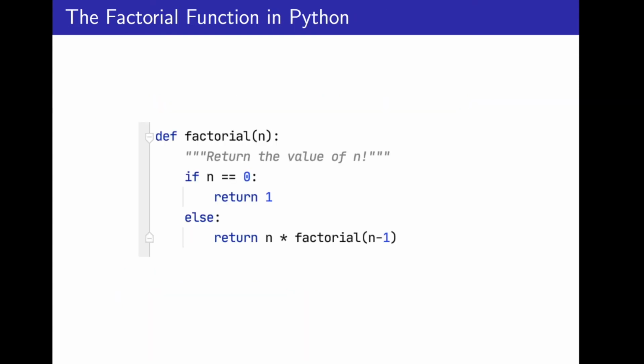Implementing the recursive definition of the factorial function is straightforward. We define a function called factorial that takes n as an argument. If n equals 0, then return 1, else return n times factorial(n minus 1). If you want to check that this function works correctly, please implement and test it. This exercise will improve your understanding of recursion.